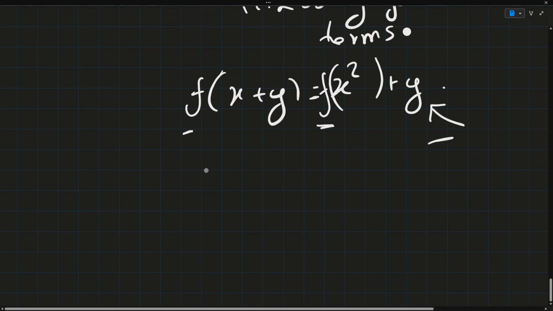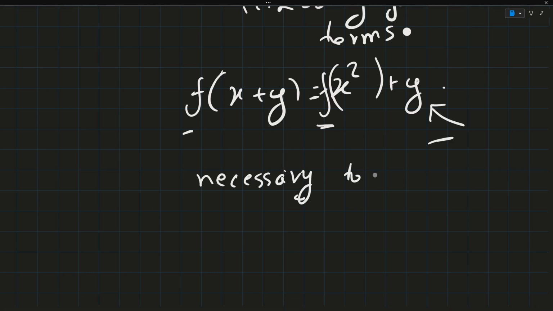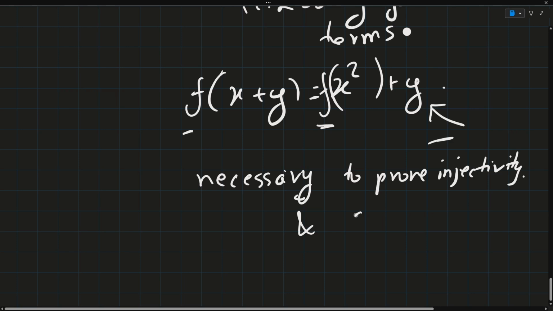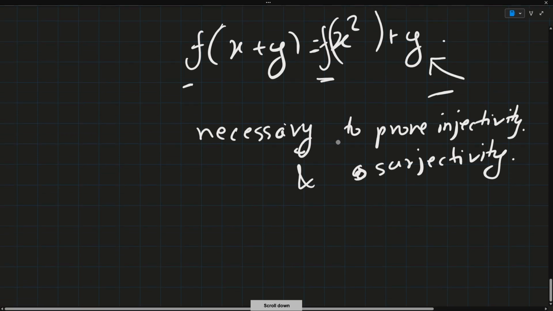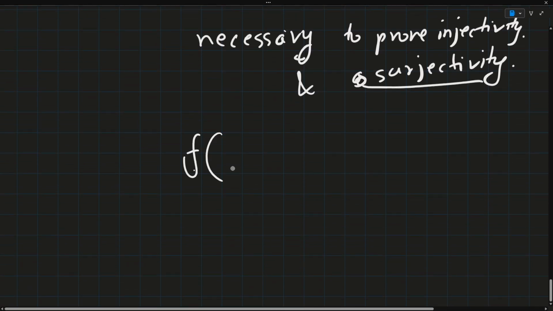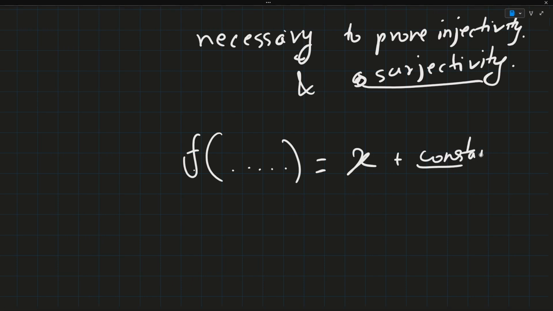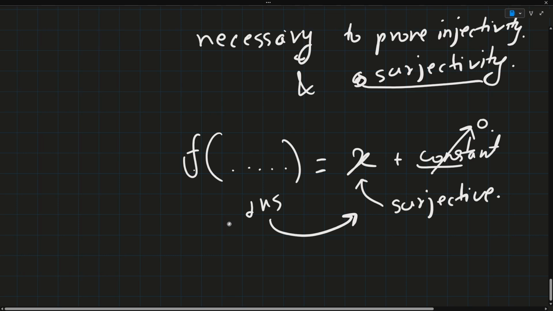Now, isolated terms are almost necessary to prove injectivity, and also for surjectivity. So when you prove surjectivity, you basically want to show that f of something equals a free variable x plus any constant, and this constant can also be 0. Basically what's going on here is that the RHS is surjective, which will mean that the LHS is also surjective, and since the LHS is a function, that means f is surjective.